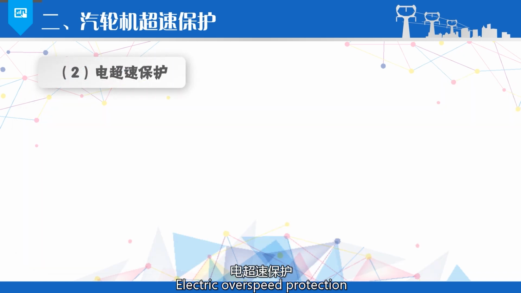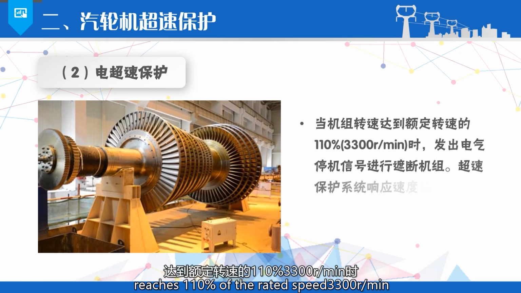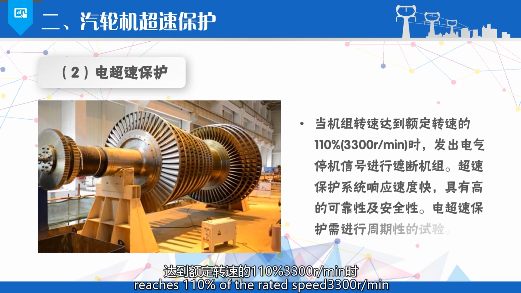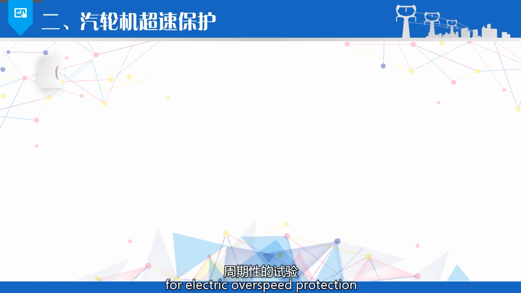Electric overspeed protection. When the unit speed reaches 110% of the rated speed, 3,300 rounds per minute, an electrical shutdown signal is issued to trip the unit. The overspeed protection system has a fast response speed, high reliability, and safety. Periodic testing is required for electrical overspeed protection.